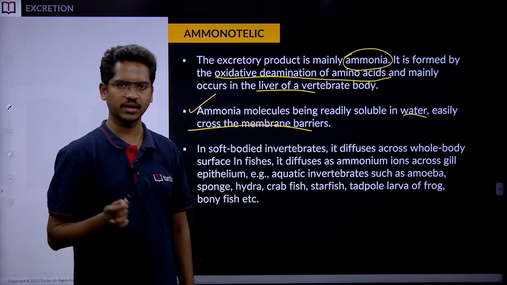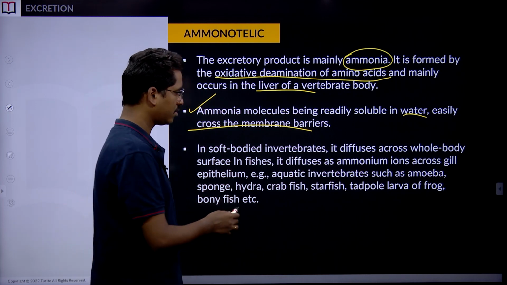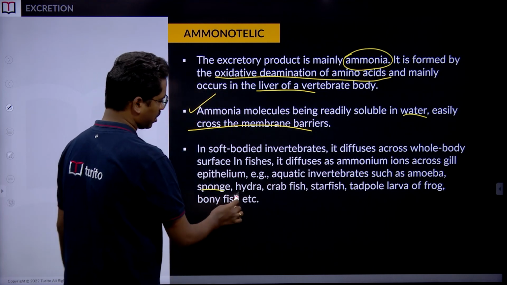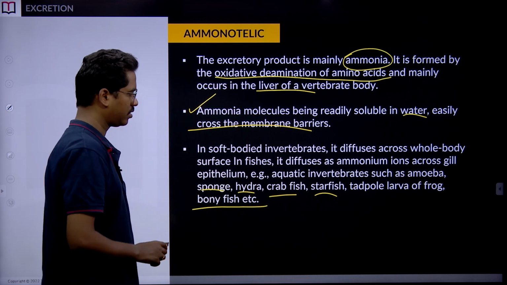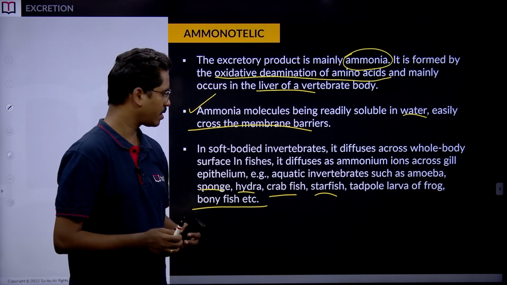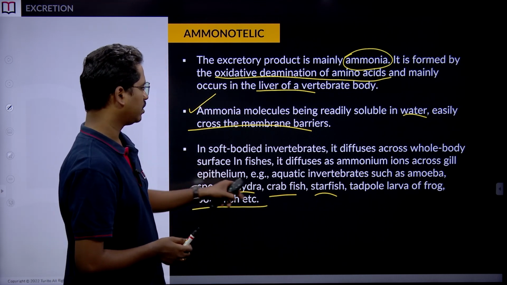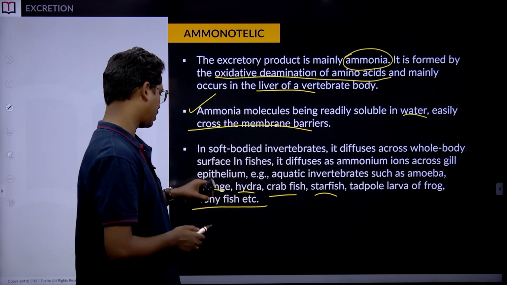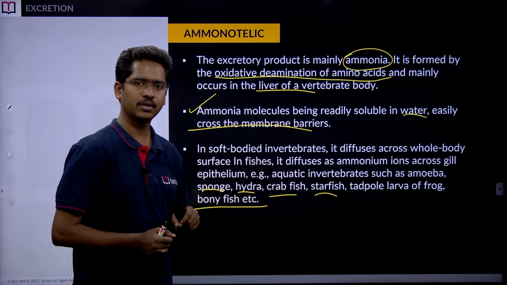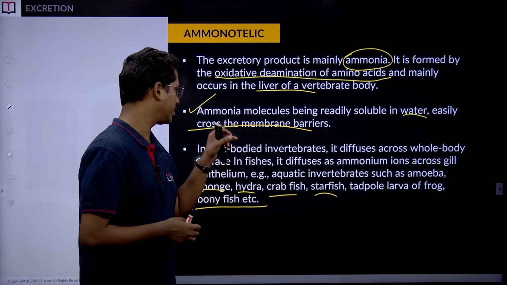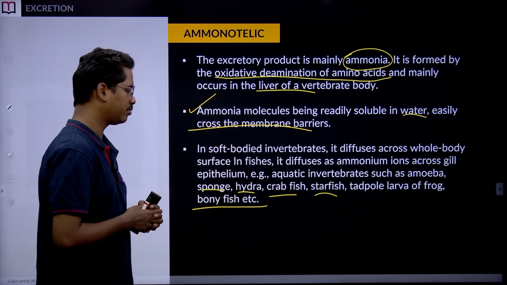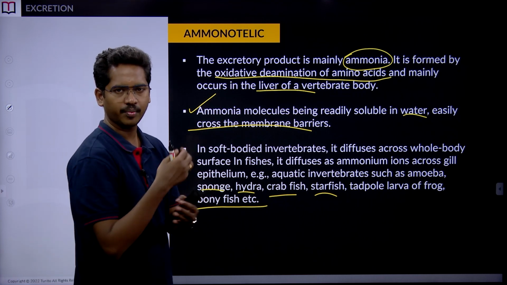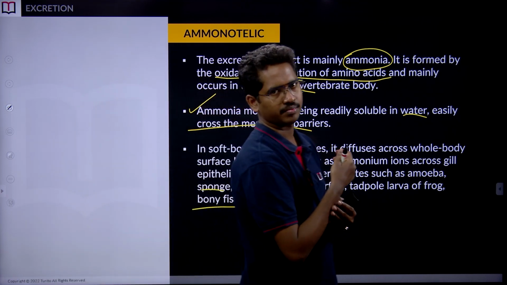there are some organisms such as amoeba, sponge, hydra, crayfish, starfish, tadpole larvae and bony fishes. What do they do? We see that the ammonia diffuses across the epithelium, that is, the nitrogenous waste ammonia just releases out of the body through the uppermost epithelial cell.